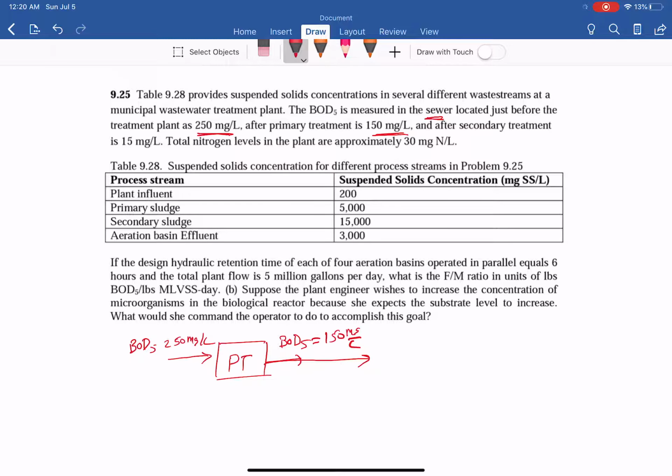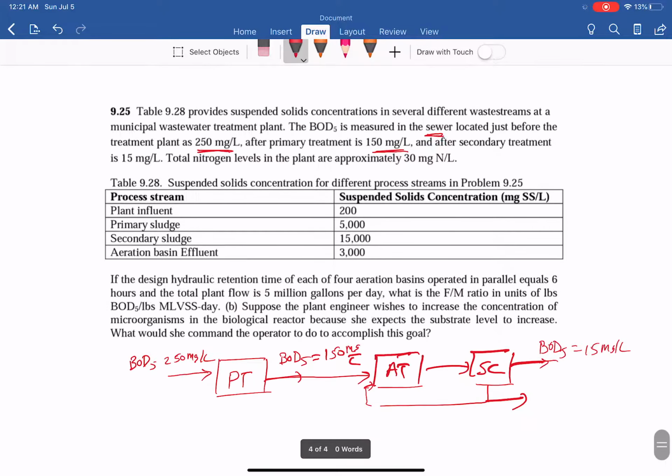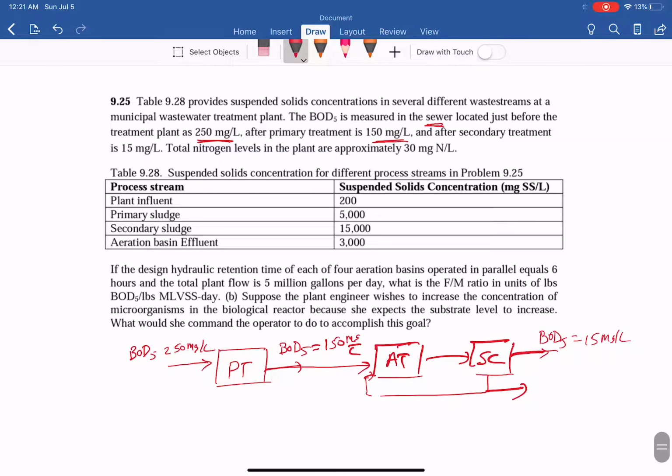Okay, and after secondary treatment, this is going to go to the aeration tank, and then the secondary clarifier, and then the recycled sludge and some wasted sludge. So after the secondary treatment it is 15 milligram per liter. So BOD5 leaving the secondary clarifier is 15 milligram per liter. The total nitrogen levels in the plant are approximately 30 milligram nitrogen per liter.